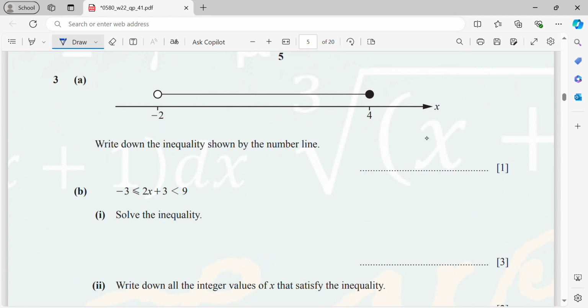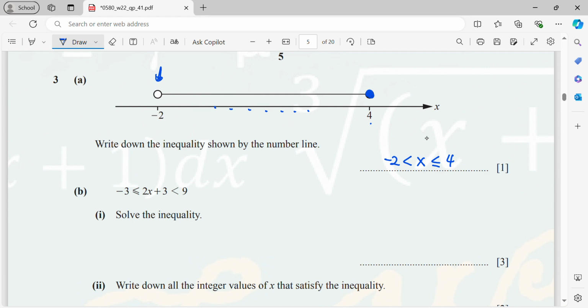Okay, question number 3a. Write down the inequality shown by the number line. So this empty circle means that it does not include minus 2. And then I know that all the x will be more than minus 2, so more than minus 2 here, and then up to 4. Okay, but this normal dot means inclusive. So the empty circle is not inclusive.